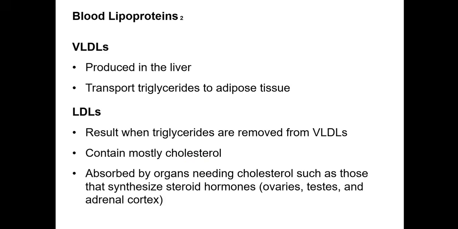Looking at the very low density lipoproteins, these are produced in the liver, and they are used to transport fats or triglycerides to fat tissue in the body to help us store those fats. Low density lipoproteins, LDLs, are going to result whenever triglycerides are removed from the very low density lipoproteins. These are going to contain mostly cholesterol, and these are going to be used to transport those lipids to tissues and organs in the body, the organs that need cholesterol, such as those trying to produce steroid hormones. We need cholesterol as a precursor for the production of steroid hormones.